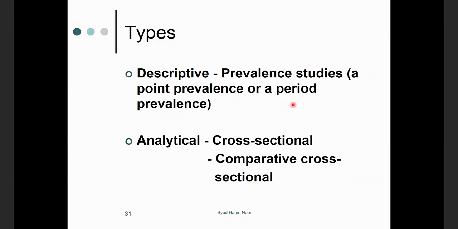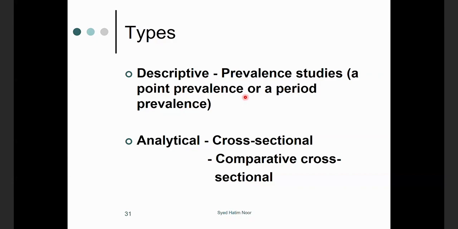For example, I'm interested to know the prevalence of heart disease in March 2010. So that is a specific point. Because of a specific point, sometimes people are not interested, or it is too stringent, so you go for period prevalence. That means I'm interested to know the prevalence of heart disease between 2010 to 2020. So it's a period prevalence. That is the descriptive part, where you just want to know the prevalence.